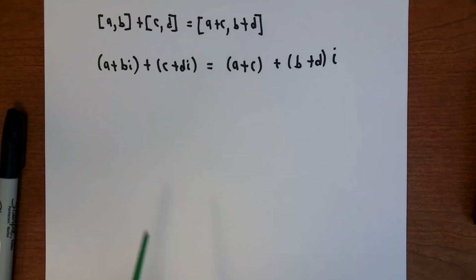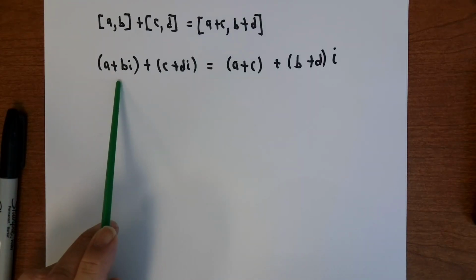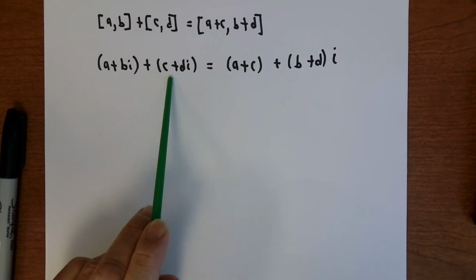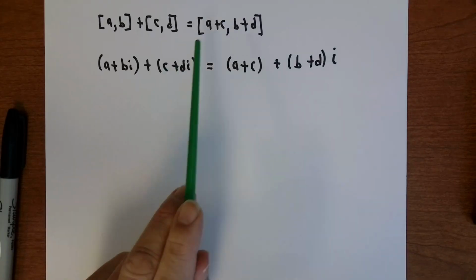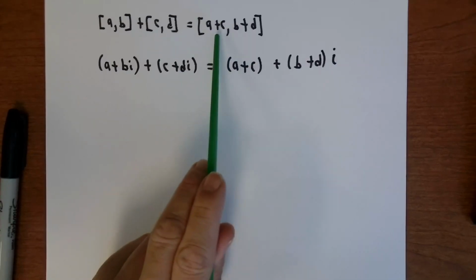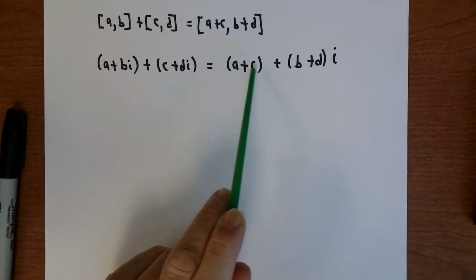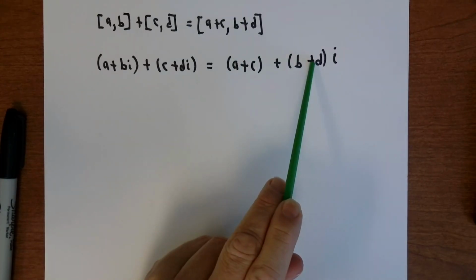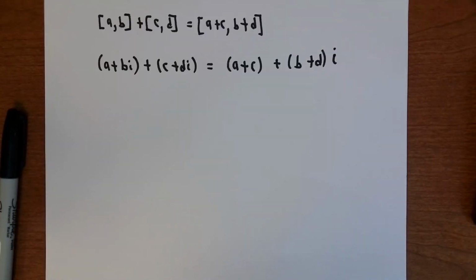Bracket [a, b] will now be written as a plus bi. Likewise, [c, d] is c plus di. Never mind any mechanical manipulations. This is the number (a plus c) plus the number (b plus d) times i. When written in this format, it looks very much like we're just doing ordinary algebra where i is a variable.